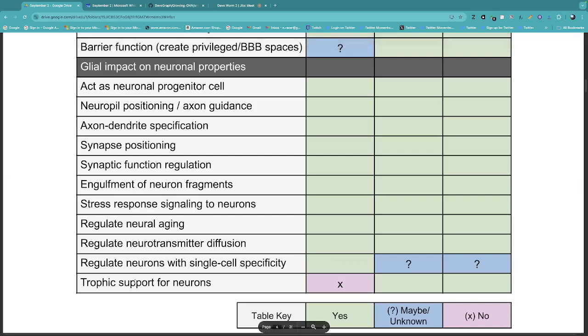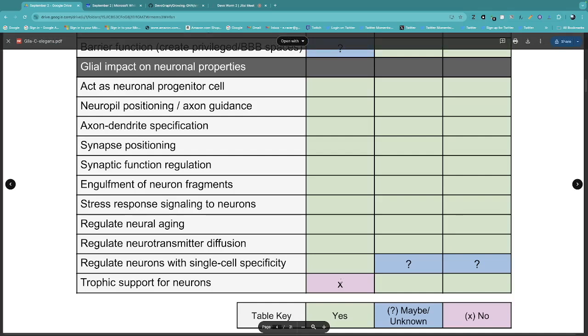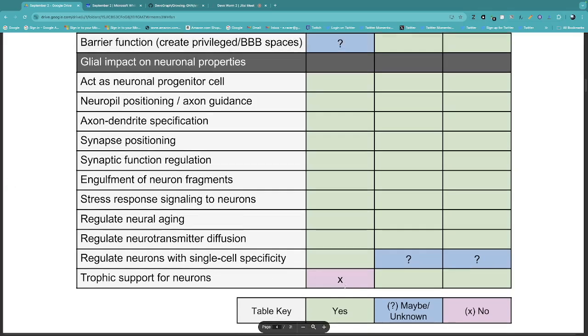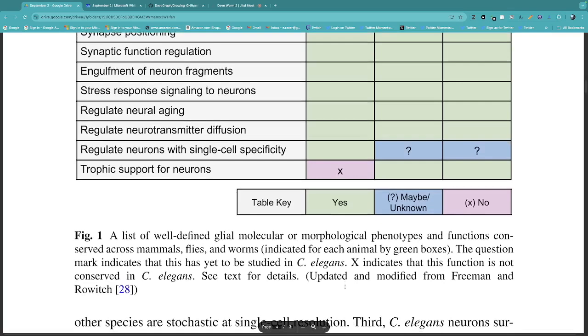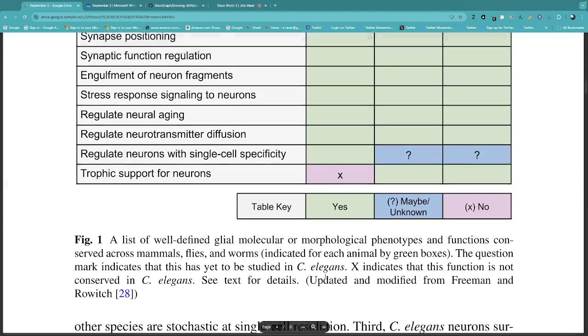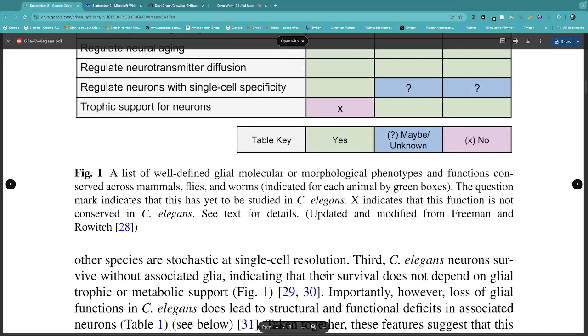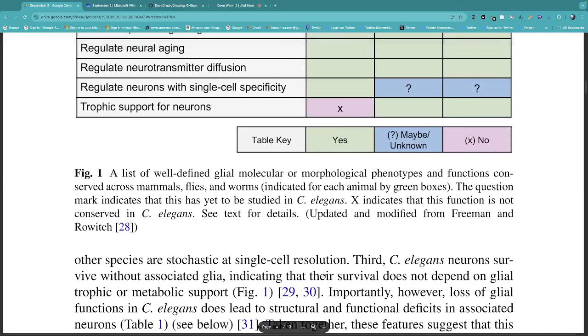The other is trophic support for neurons. In Drosophila and in mammals, trophic support means basically that glia support the physiological state, the energetic or metabolic needs of the neurons. And we can see that in Drosophila and mammals, that's both the case. But in C. elegans, it's definitively no. So there's no trophic support for neurons in C. elegans, at least from the standpoint of glia. This is interesting. This is the only one I think that's a definitive no in the entire table. So this is really interesting.